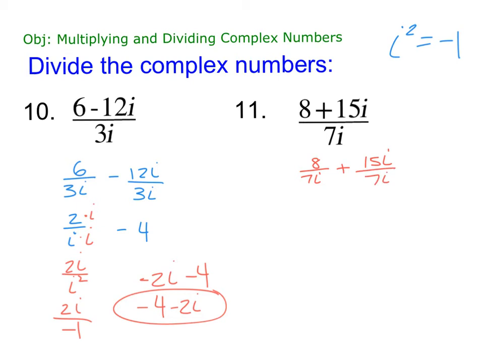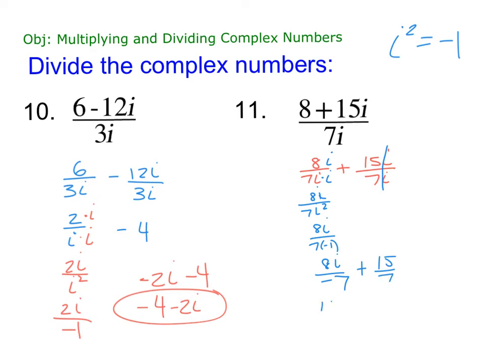Now I can't divide this, right? 8 divided by 7. So I'm going to just multiply the top and bottom by an i. So we get 8i over 7i squared. That becomes 8i over 7 times -1, 8i over -7. And then over here, the i's cancel, and we get 15 over 7.